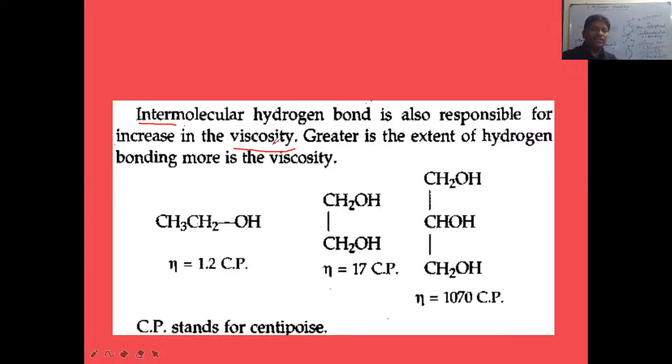So honey is a viscous liquid. It has more viscosity, we say. So viscosity will be decided by intermolecular hydrogen bonding. The more the intermolecular hydrogen bonding, the stronger the intermolecular hydrogen bonding, the more will be the viscosity of the liquid.